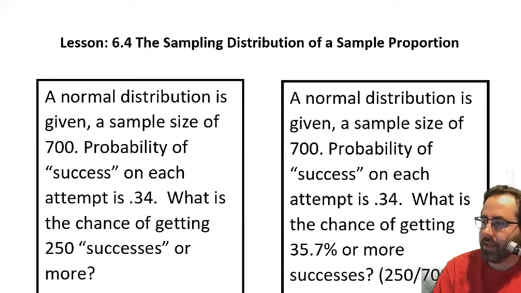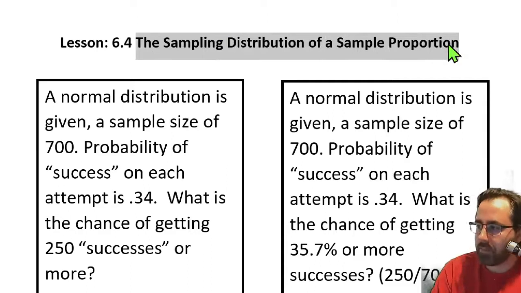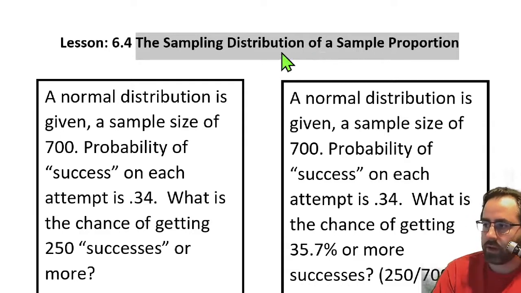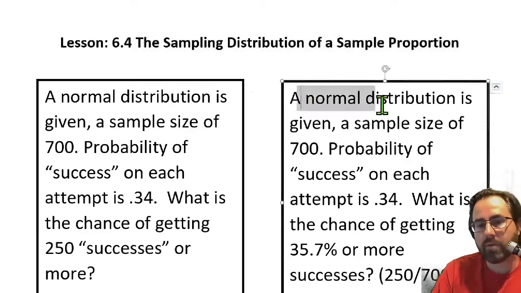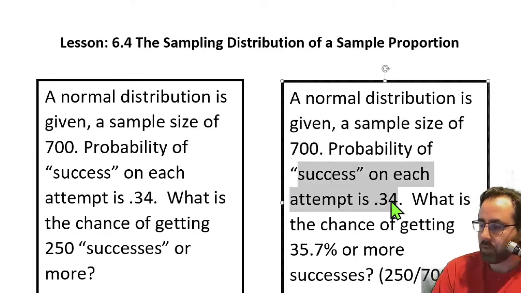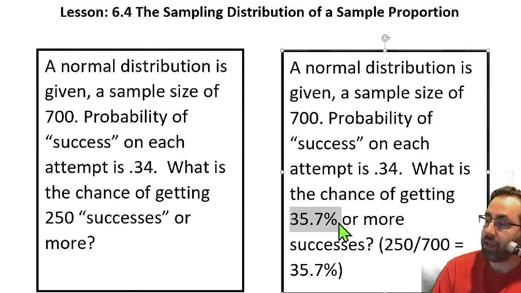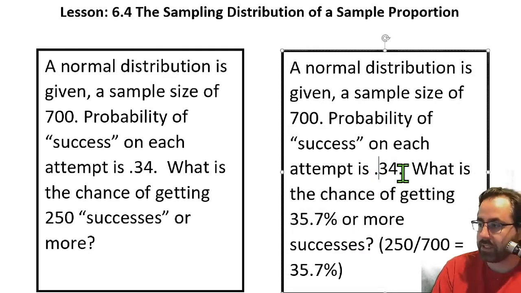Welcome. In this lesson, we're going to learn about what is titled the sampling distribution of the sample proportion. And that's a fancy title. What it's basically getting at is the idea that if we have a normal distribution, we know a sample size, how many people or individuals we're sampling, and we know the success proportion, we want to be able to answer a question like: what's the chance of getting something like 35.7% or more successes if we would expect 34% success?